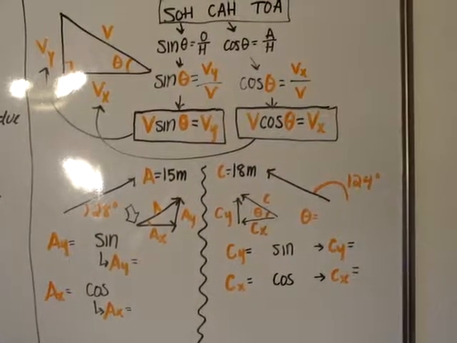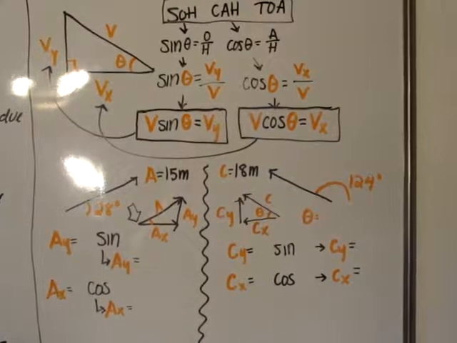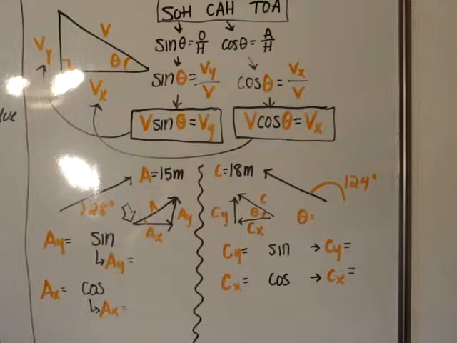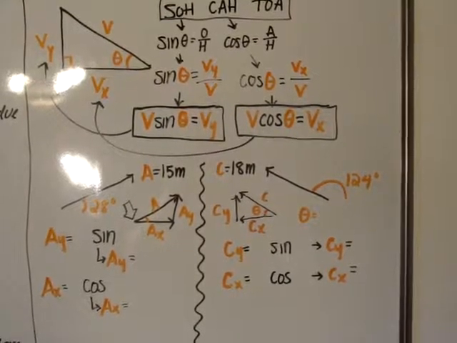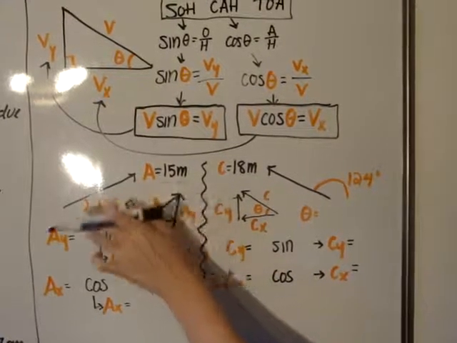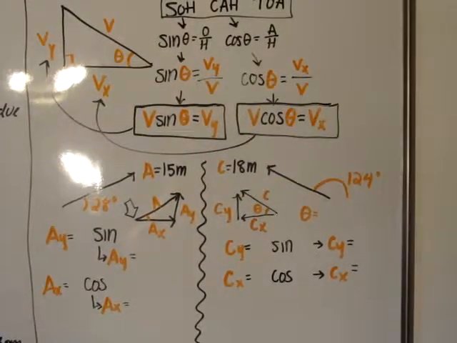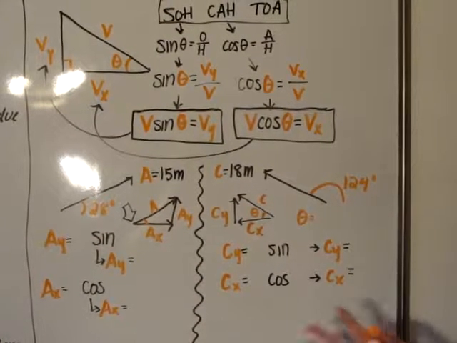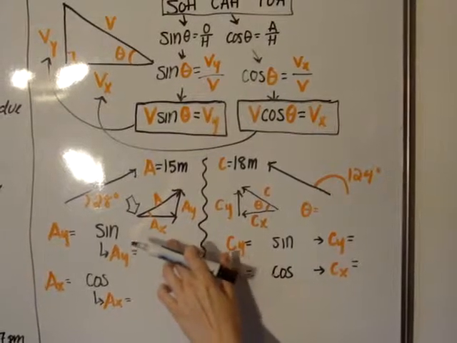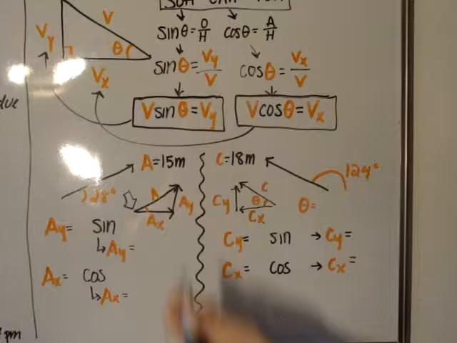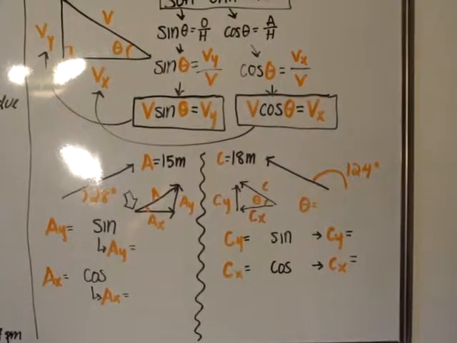So the first sample problem is when you have a vector going this way in the positive direction. We're assuming that right, or east, is positive. The value of this vector is 15 meters, and its angle is 28 degrees. I've broken it into a diagram of its components here, a sub x and a sub y, the x and y aspects of it. And we're just going to plug stuff in over here.